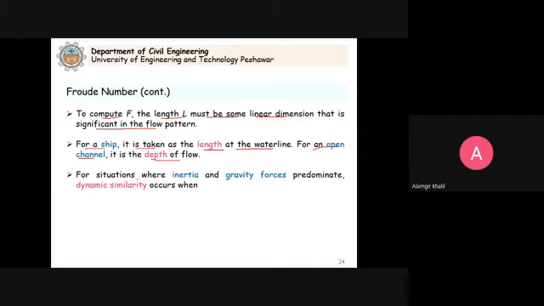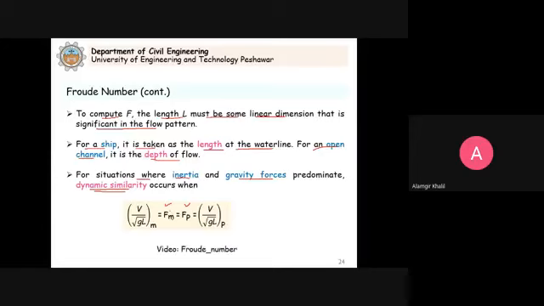Now for situations where inertia and gravity forces predominate, dynamic similarity occurs when the Froude number is the same in both the model and the prototype. This we have to ensure. When the Froude number is the same in the model and in the prototype, we say that they are dynamically equivalent, or dynamic similarity exists between the model and the prototype. And then we can transfer the results between the two.